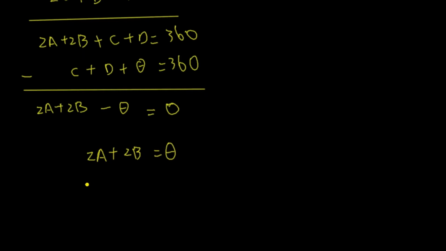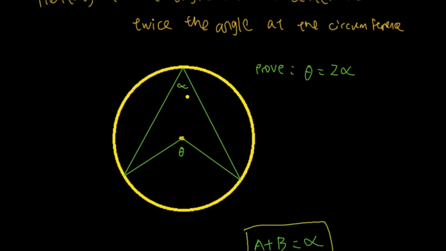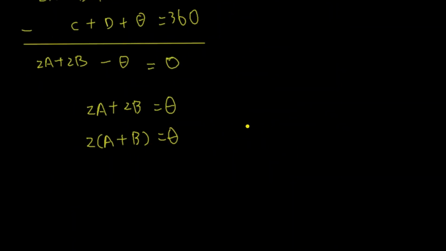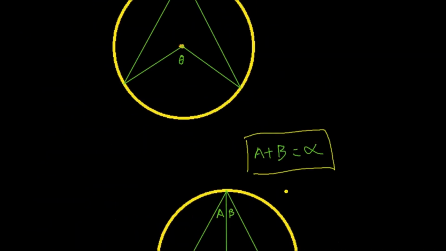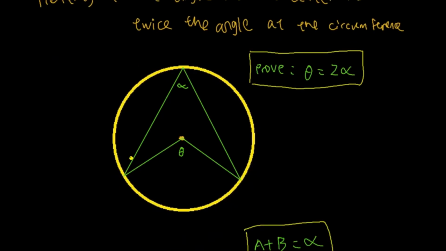Then we can factor the 2 out as a common factor: 2 times (A plus B) equals theta. What is A plus B, we said before? A plus B is equal to alpha. So we can replace A plus B with alpha. So 2 alpha is equal to theta, which is what we are trying to prove. Theta is equal to 2 alpha. So we just proved this property: the angle at the center is twice the angle at the circumference. So the angle theta is twice the angle alpha.